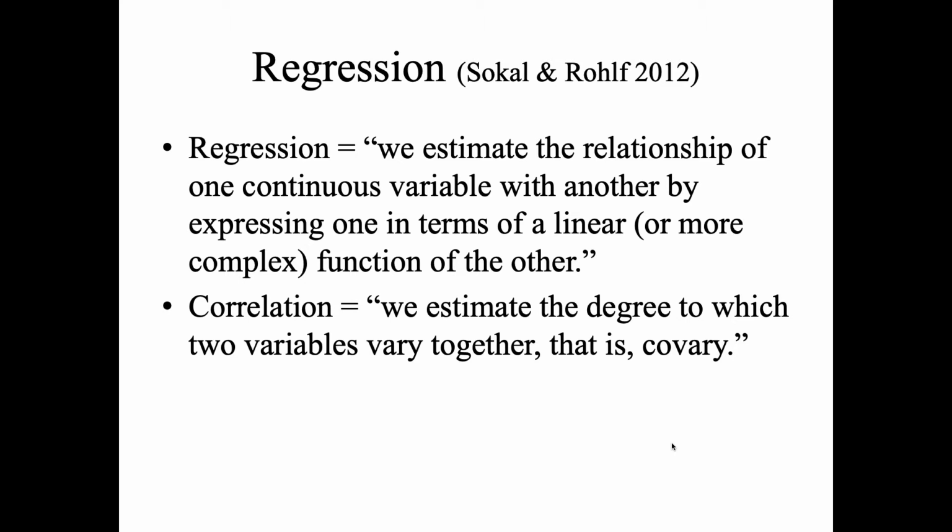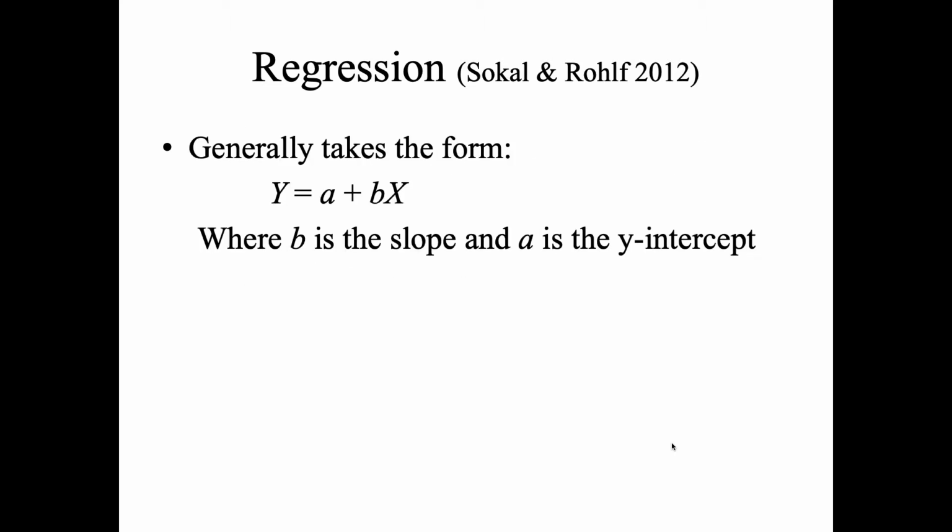In one, you're trying to actually develop a statistical model where an x variable might be used to predict a y variable. In the other situation, correlation, we're just interested in whether or not two variables vary in concert with one another. When we do regression, it generally takes the form of y equals a plus bx, where b is the slope and a is the y-intercept. This is your typical definition of a line from high school.